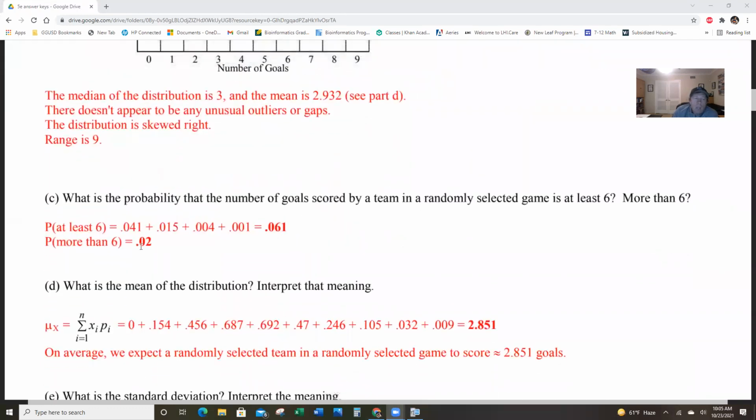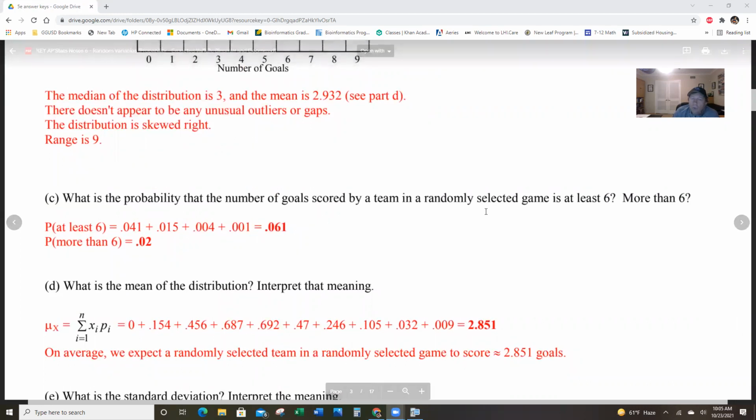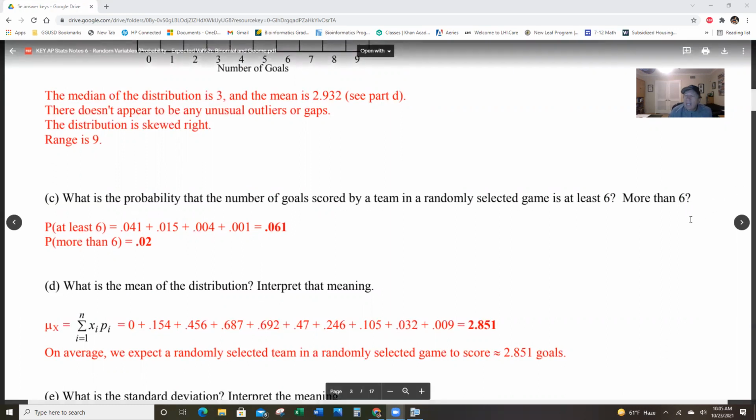All right. Now, question C, what is the probability that the number of goals scored by a team in a randomly selected game is at least 6? At least 6 and more than 6 are different questions, right? Now, this is important to make a note of. You might want to listen to this. At least 6 and more than 6 are different questions in a discrete random variable. It is the same question in a continuous curve.